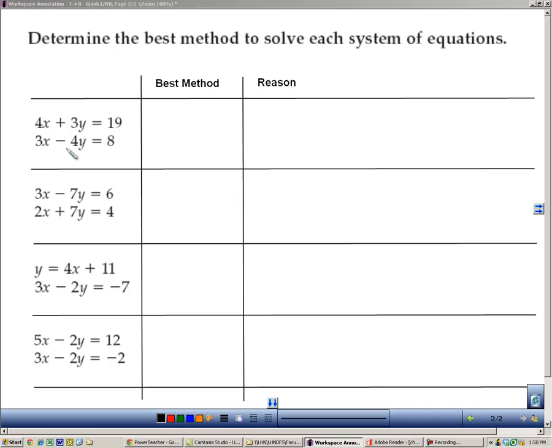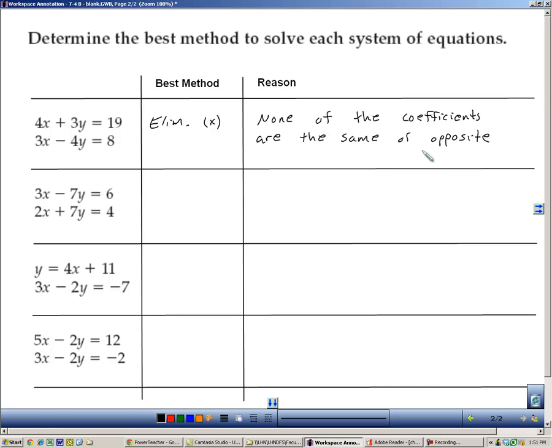answers. Looking at the first one, the best method obviously isn't going to be substitution because none of my coefficients are 1 or -1. And if I add, I'll get a 7 and a -1, so that won't work. Subtraction won't work. So it seems like the best method here is elimination with multiplication. And the reason is none of the coefficients are the same or opposite. And that's the reason we would use elimination with multiplication.